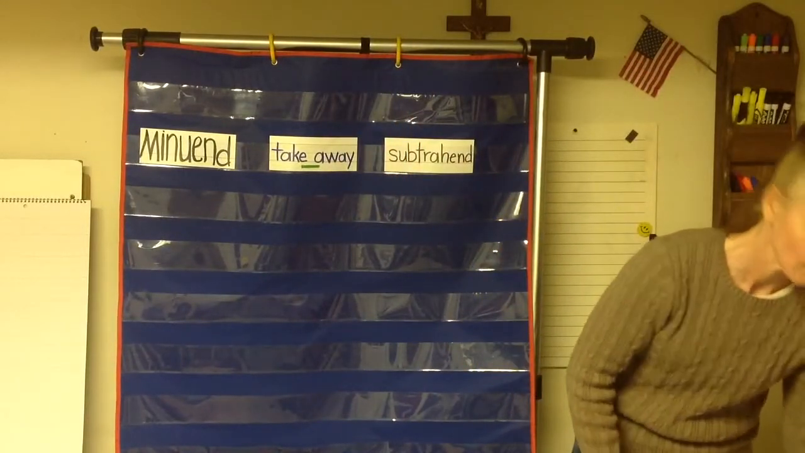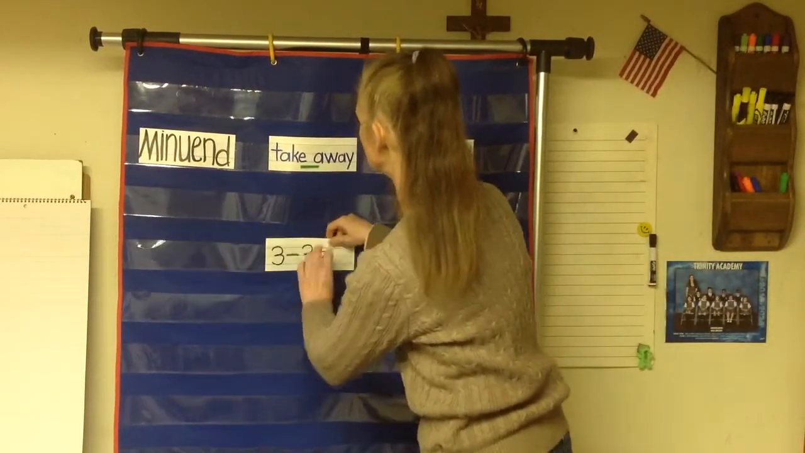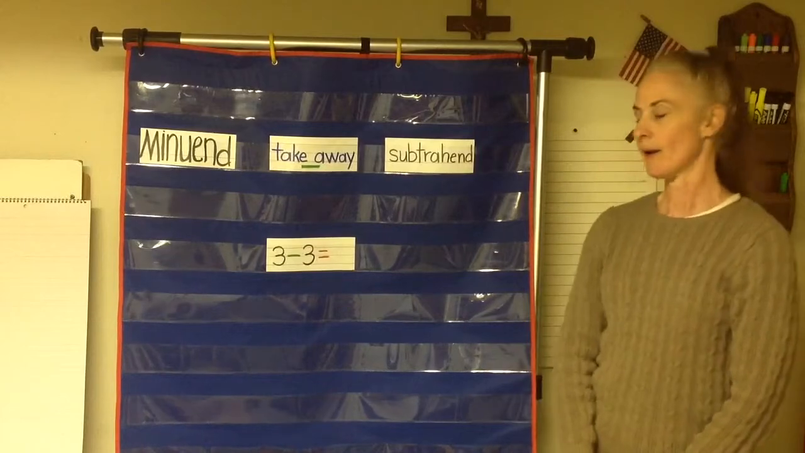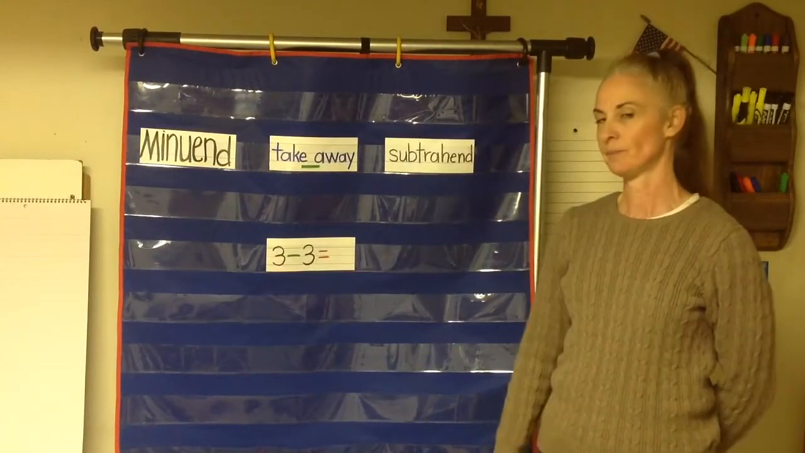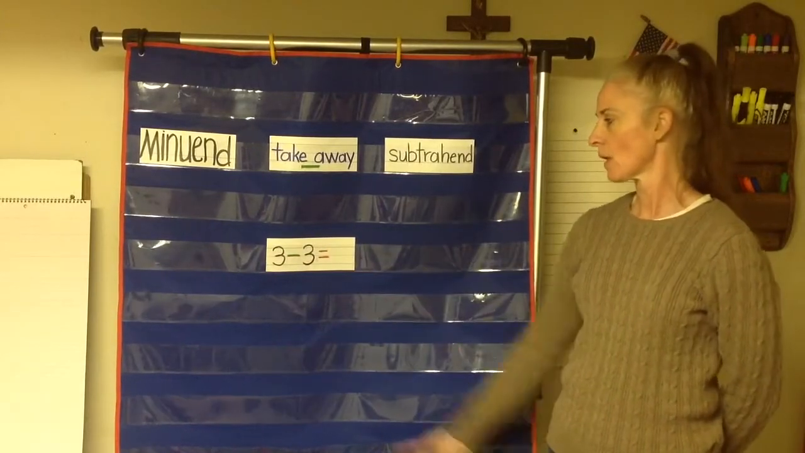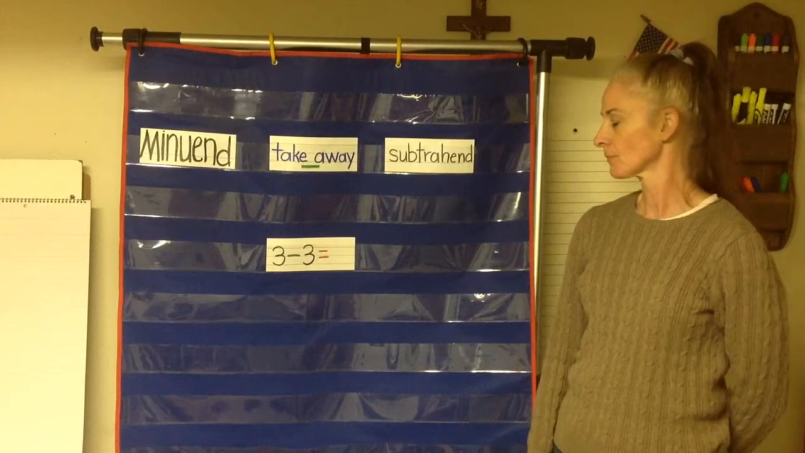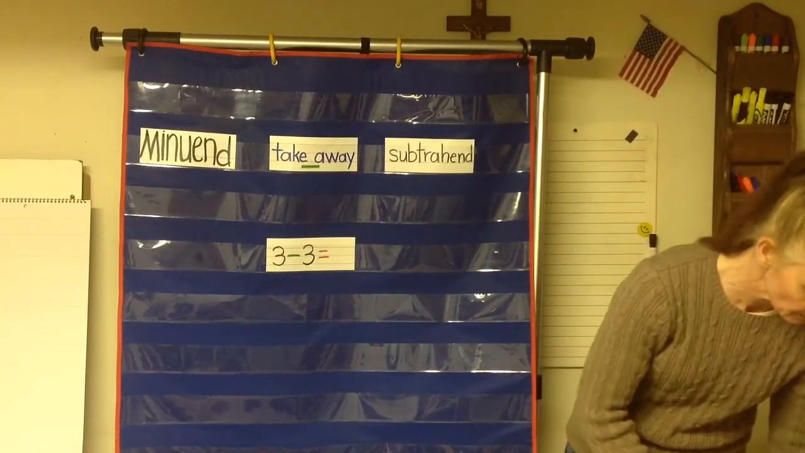Okay. Ready? Okay. This one's going to be easy. Okay, let's write the number sentence. 3 take away minus 3 equals. Okay, let's get a set of 3 up there. See what happens.